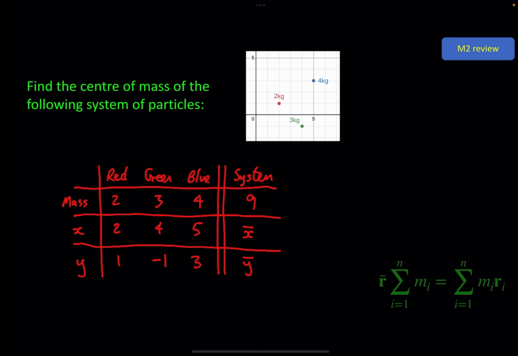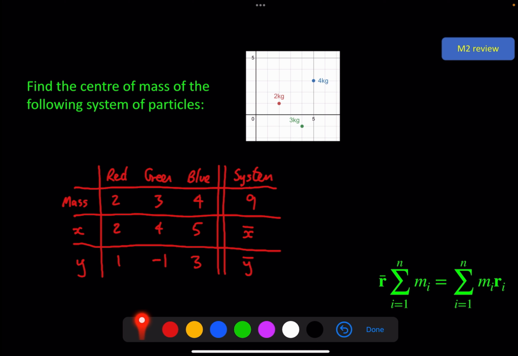And then we applied this formula, which says the mass of the system times the center of mass of the system is equal to the sum of the individual bits, the individual mass times the individual center of mass for each particle. So this times this, plus this times this, plus this times this, had to equal this times this. We get 4 plus 12 plus 20 must equal 9x bar, which gives us 36. So x bar is equal to 4.